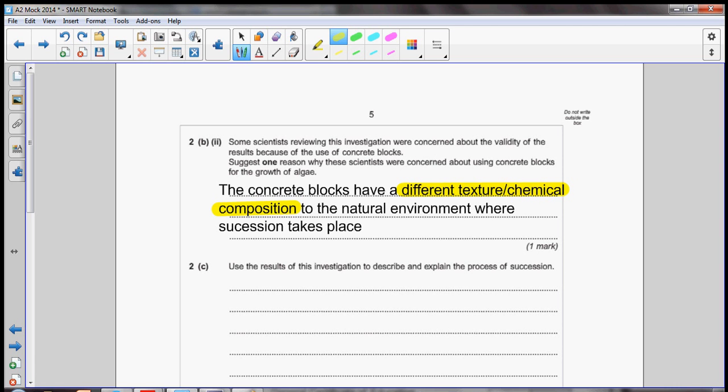If you had a different suggestion that was to do with how the concrete blocks were different from the natural environment, that would be fine as well. But you had to go a bit further than just saying that the concrete blocks are different.